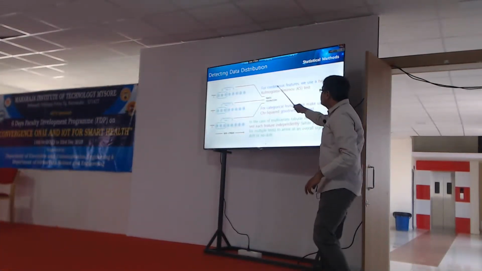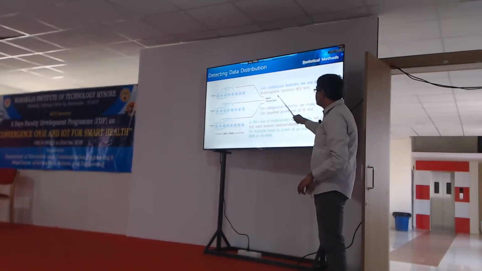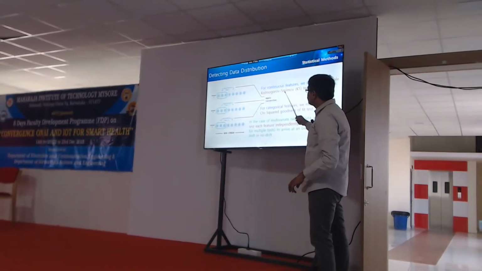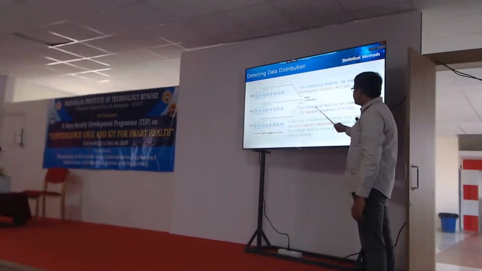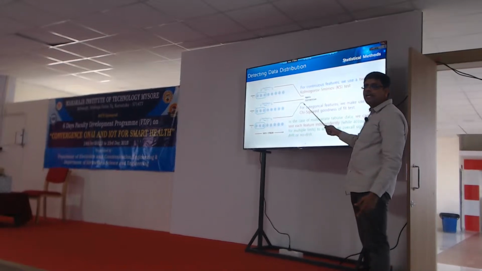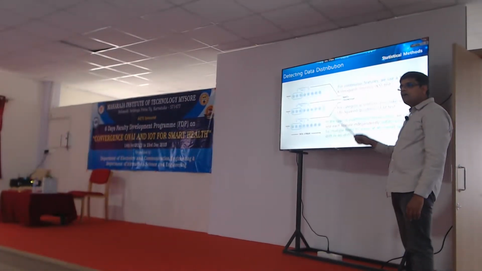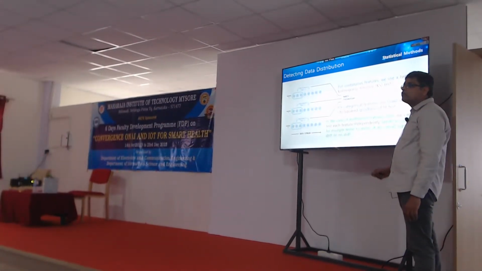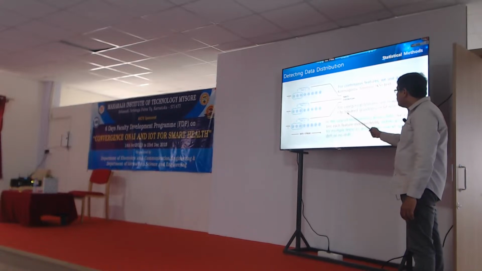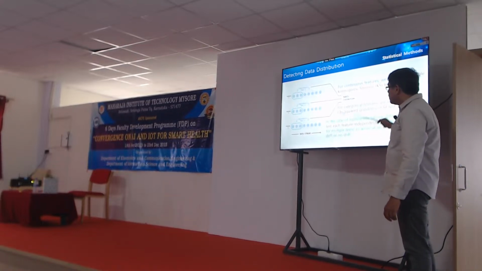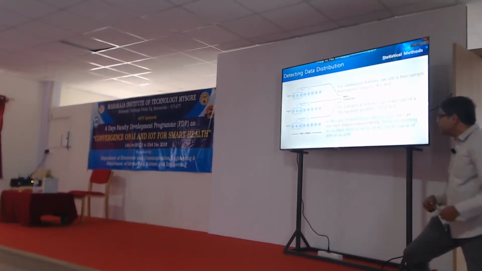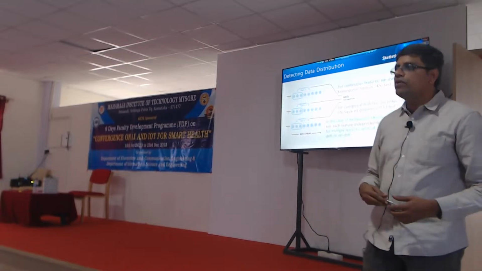For continuous features, we can use the KS test, the Kolmogorov-Smirnov test. For categorical features, like 1, 2, 3 categories, male, female, or high, low, or rich, like that, we can use the chi-square test. So there are different tests that can be used. You can apply the Z test also, depending upon the type of test.